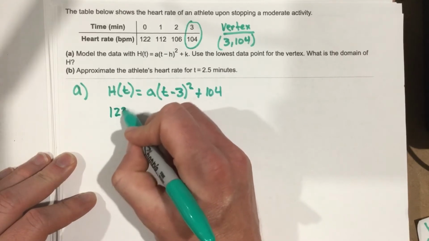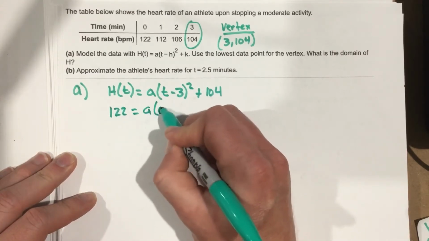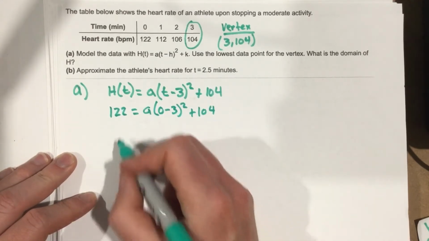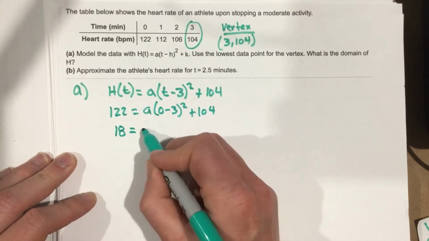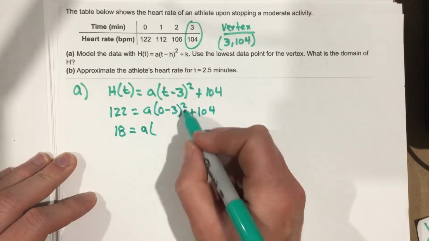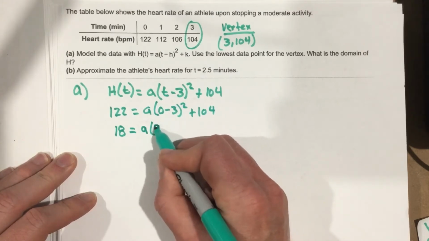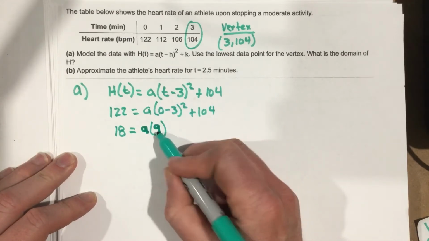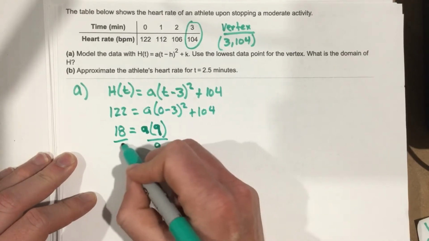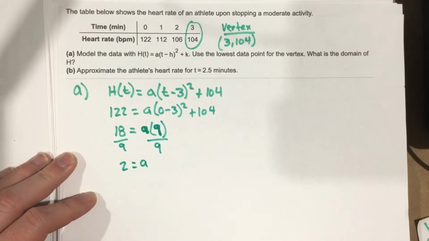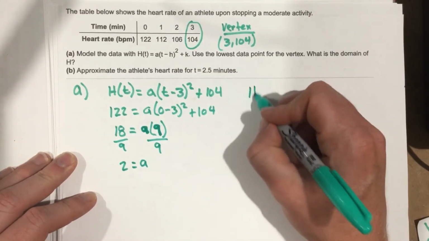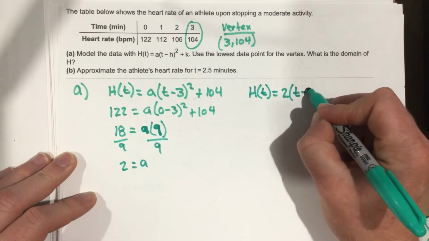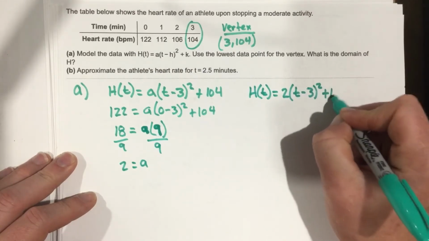So we have 122 equals a times (0 minus 3) squared plus 104. Solve for a, subtract the 104 over, you get 18 equals a times (0 minus 3, which is negative 3) squared, which is 9. Now my a and my 9 kind of look the same. Divide by 9 on each side, and we get 2 equals a. So the equation for part A is h of t equals 2 times (t minus 3) squared plus 104.